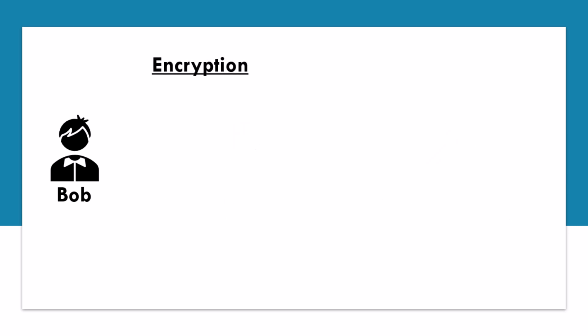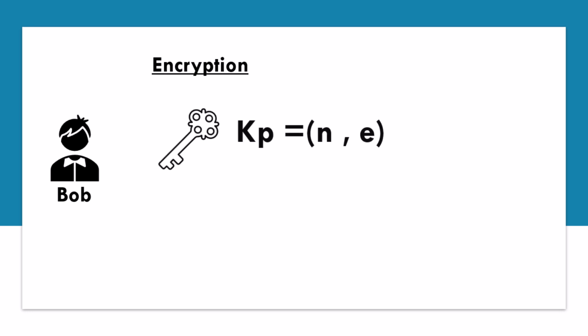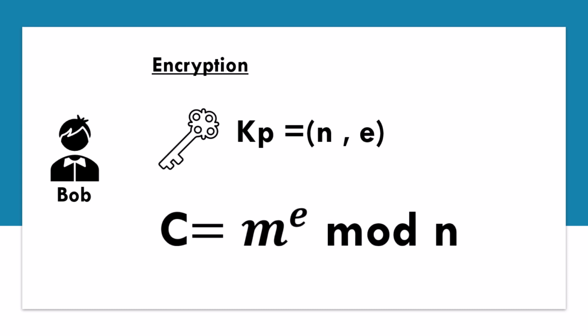Encryption is the process of transforming a message, M, into a ciphertext, C, using the public key of the receiver. It involves the following steps. Compute C equals M to the power E mod N, where M is the message converted into a number, E is the public exponent, and N is the modulus.